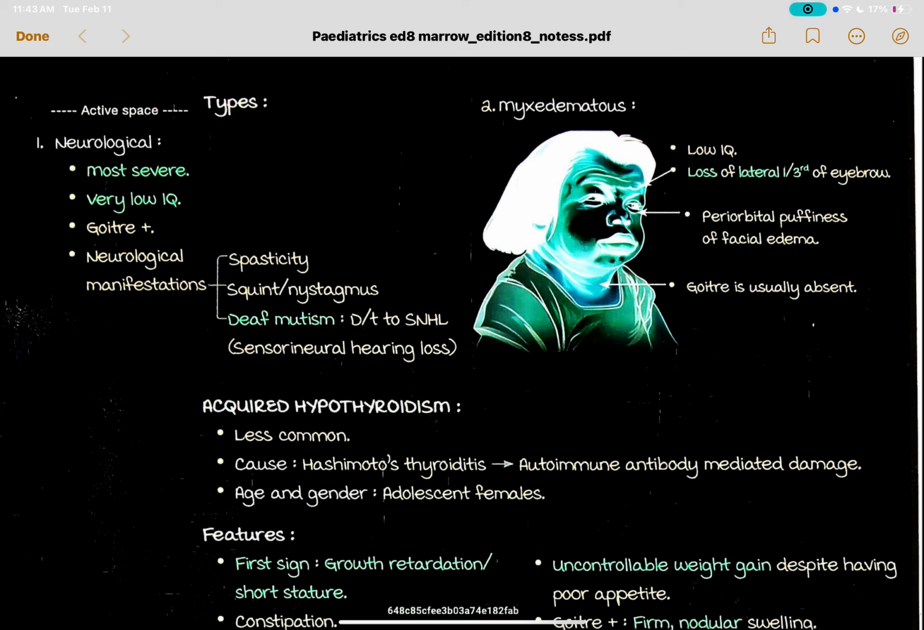Myxedematous type: low IQ, loss of lateral one-third of eyebrow, periorbital puffiness or facial edema. Goiter is usually absent.